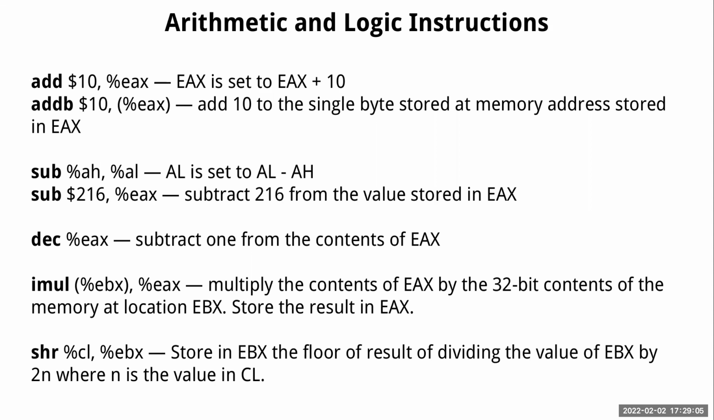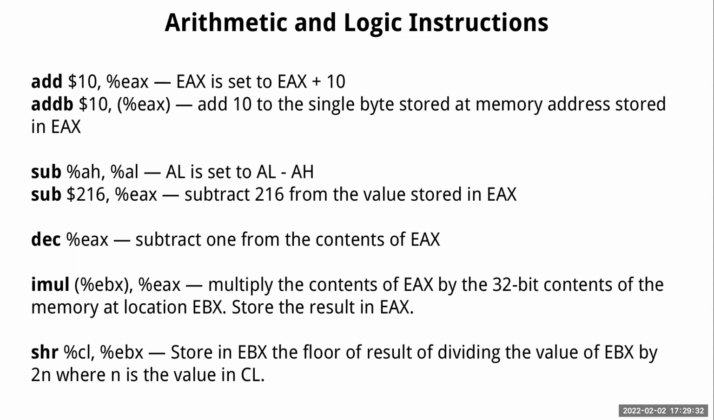Those are some examples of the arithmetic and logic instructions. The first one is addition. Like I said, the second argument here is the destination, so it doesn't make sense if we swap those two. If we do percentage EAX and the $10, that doesn't make sense because 10 cannot be a destination, right?